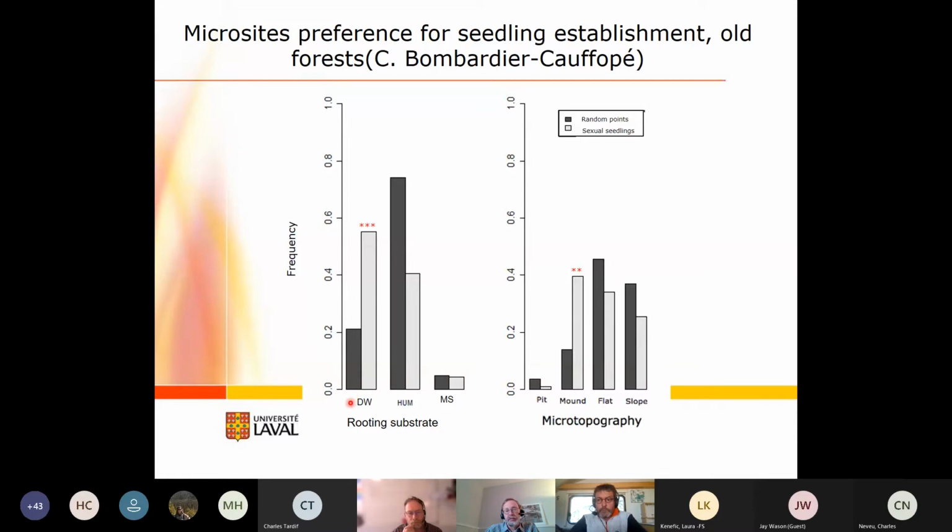And quite importantly, deadwood was a major factor in terms of places where the seedlings were rooted. You see that the seedlings were rooted about 60% of the time in deadwood, but deadwood accounted for only 20% of the forest floor. This has been seen before for other light-seeded species, and it could be partly because the litter layer is thinner on mounds, and deadwood is a substrate that can keep a lot of humidity for germination.